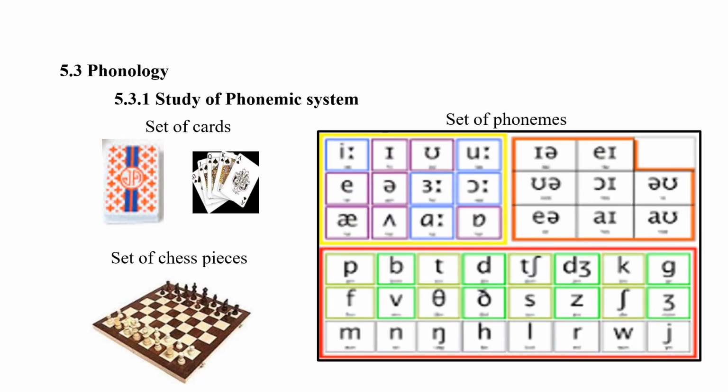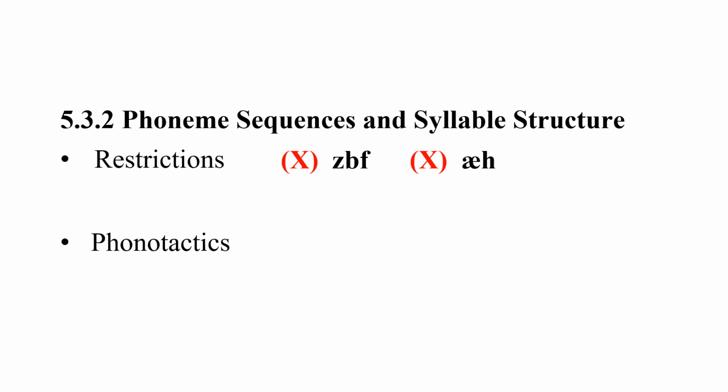The set of phonemes in a language is practically the same. Each phoneme is essential for any string of sounds used in speech. There are some restrictions on the distribution of sounds. For example, these combinations of sounds are not allowed to occur in the same syllable in English. The phonotactics of English does not allow some combinations of sounds.